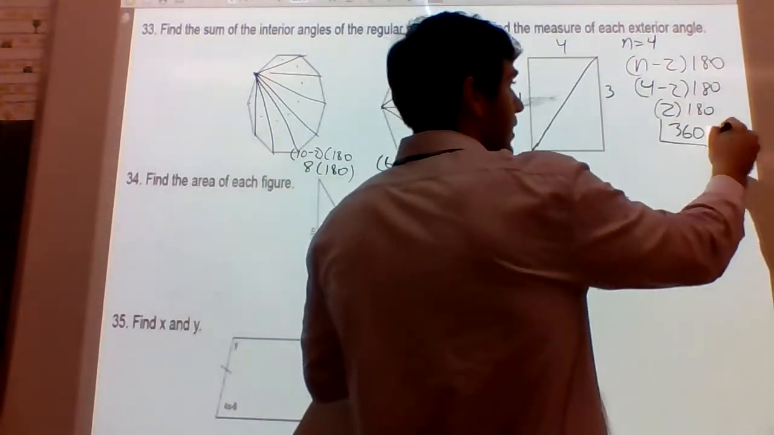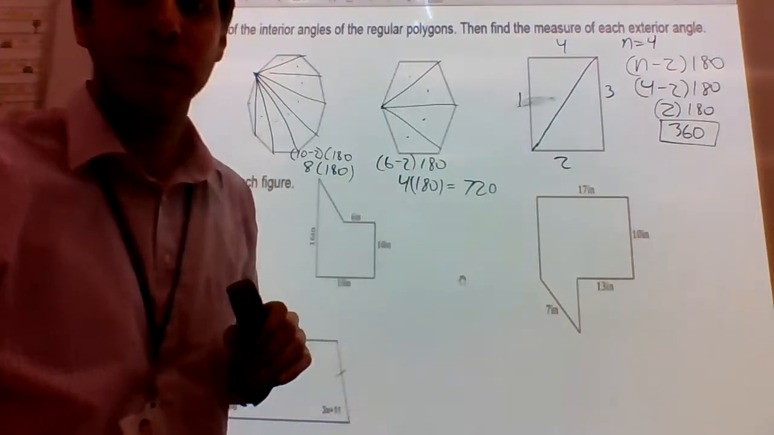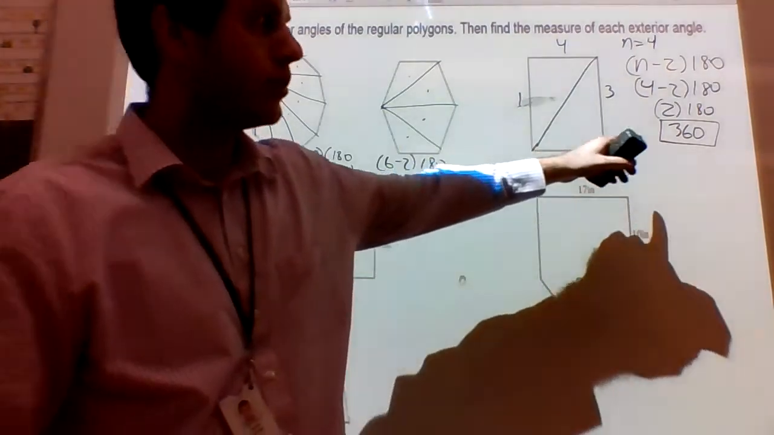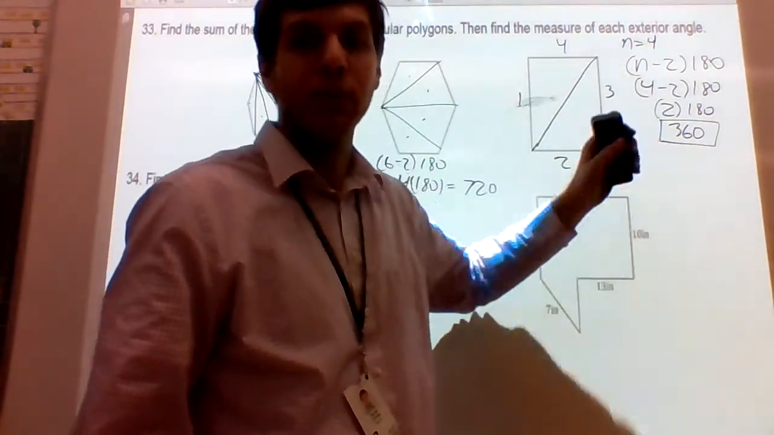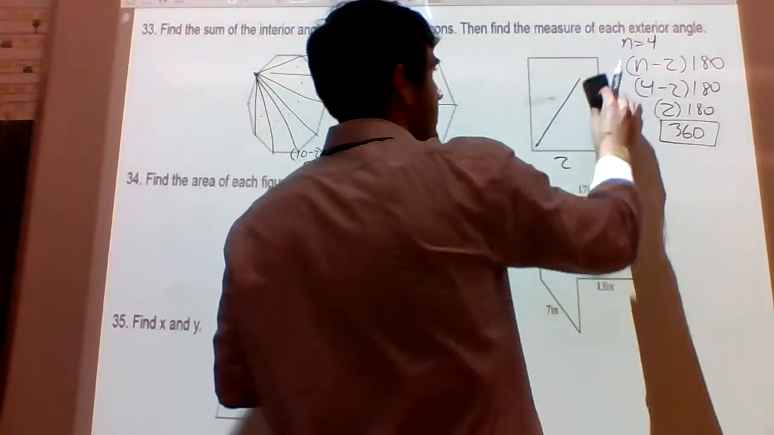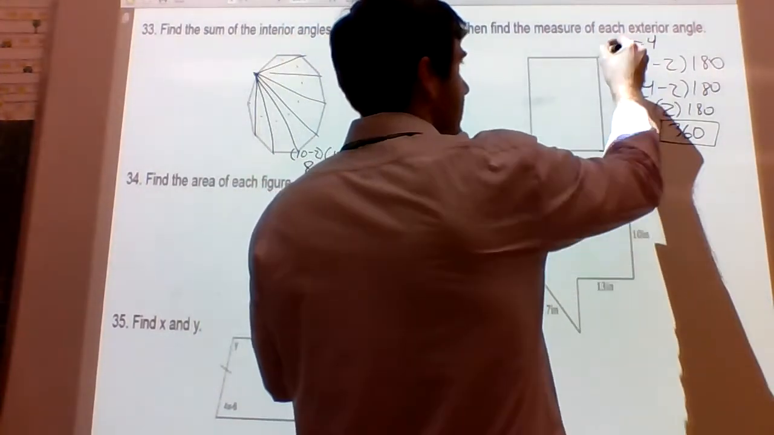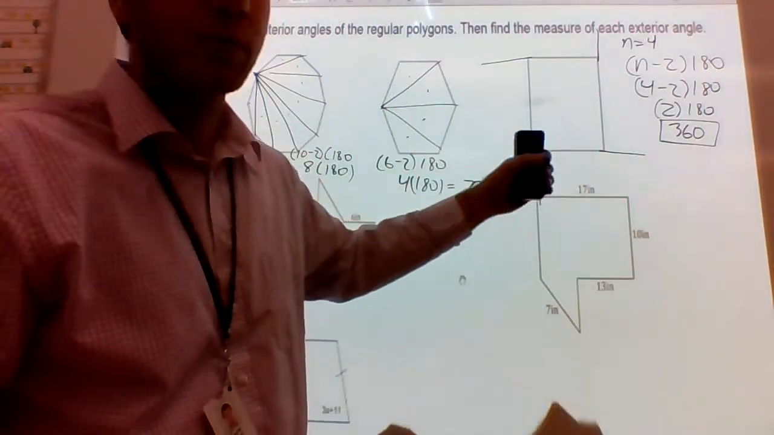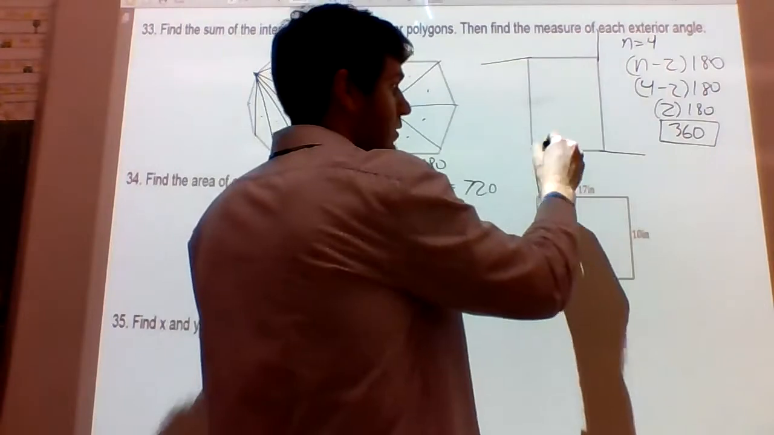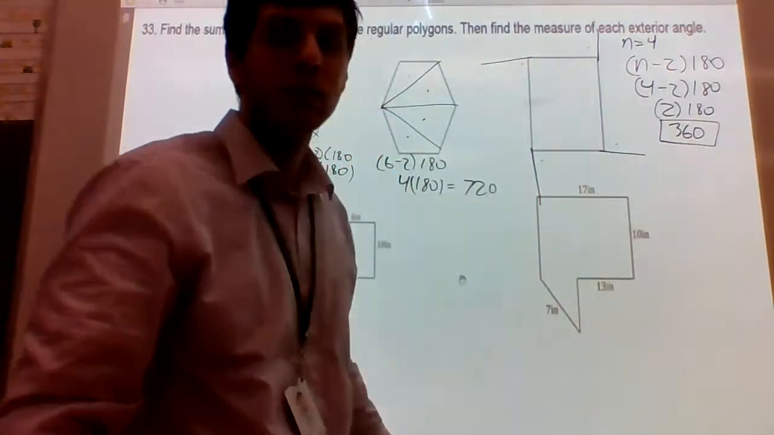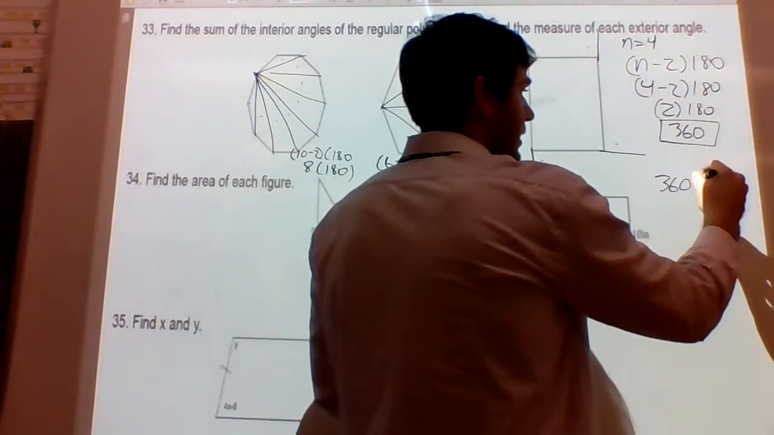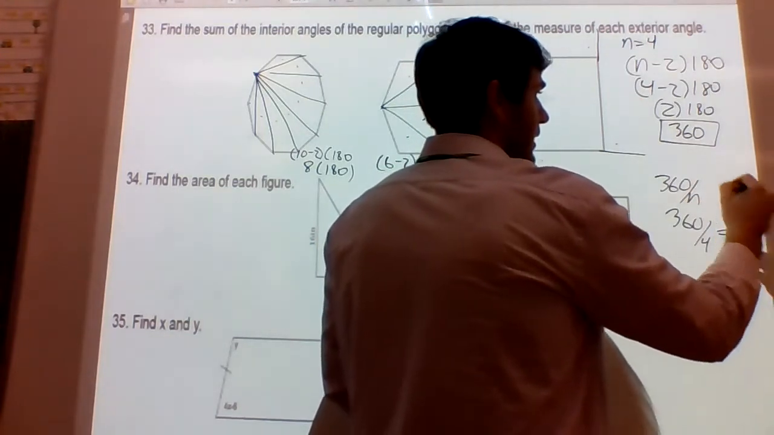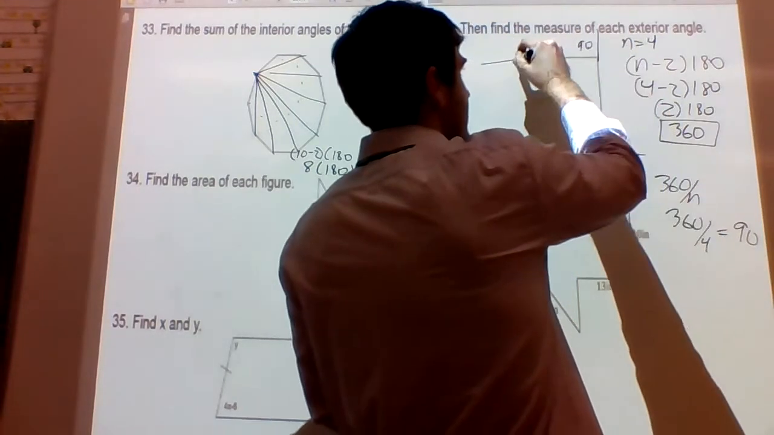Okay, so the sum of the interior angles is 360. If we wanted to find each interior angle, we would divide by 4. 360 divided by 4 would be 90. If we want to find the exterior angles, we also divide by 4 because that's the number of exterior angles we have. We have 1, 2, 3, 4 exterior angles. So it's 360 divided by n, which is 360 divided by 4, which is going to be 90. So 90, 90, 90, 90.